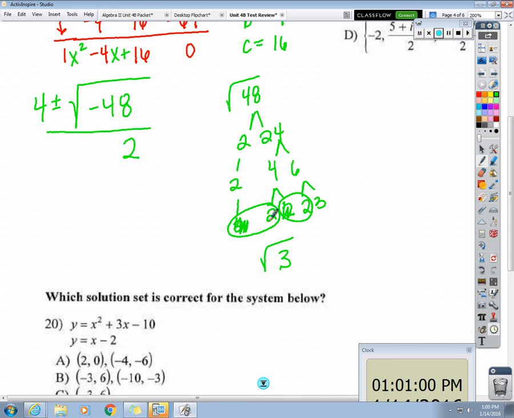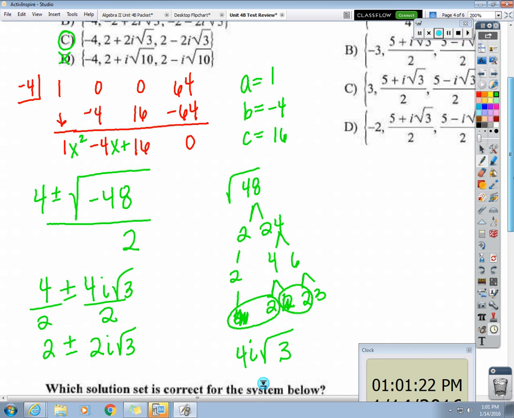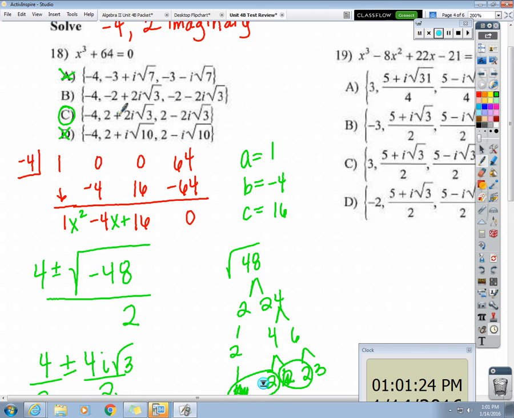Now, the way they got the rest is they kicked out this 2 and this 2 to make a 4. It was negative, so you put an I. So then it becomes 4 plus or minus 4I root 3. And remember, since we have a real part and a complex part, we put them both over 2. 4 over 2 is 2, plus or minus 4 over 2 is 2I root 3. They just chose in the answer to write it separately: 2 plus 2I root 3 and 2 minus 2I root 3.